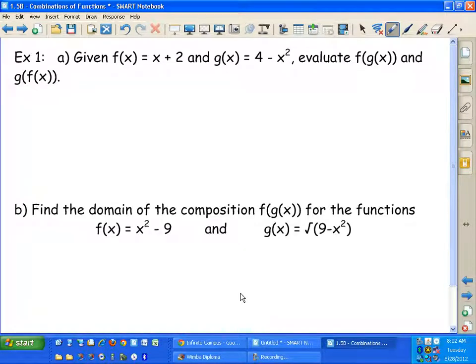And so now we're going to practice this just a little bit, same idea as what we were just talking about, that f of x is x plus 2 and g of x is 4 minus x squared. I want f of g of x and g of f of x. So that's what I'm going to work on.